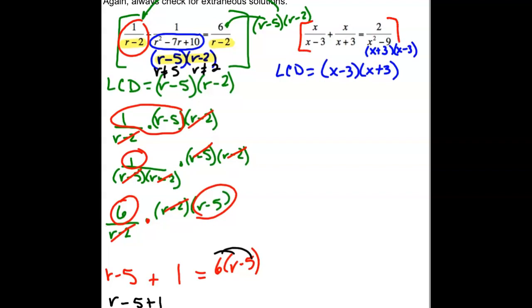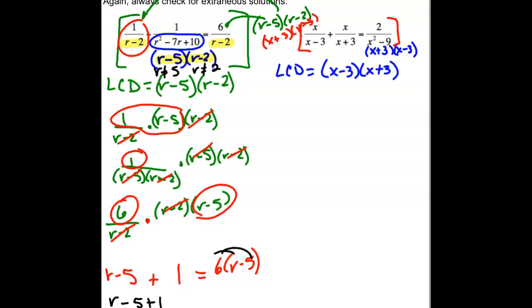All right, let's try another one. This one has an x minus 3, an x plus 3, and an x squared minus 9 as denominators. But in factored form, x squared minus 9 is just x plus 3 and x minus 3. So there's some overlap here with denominators. My LCD is going to be both of those, x minus 3 and x plus 3. Okay, so picture multiplying this whole equation by an x plus 3 and an x minus 3.